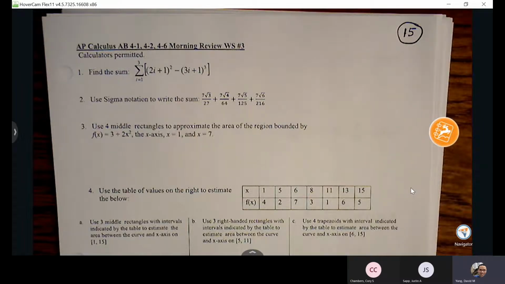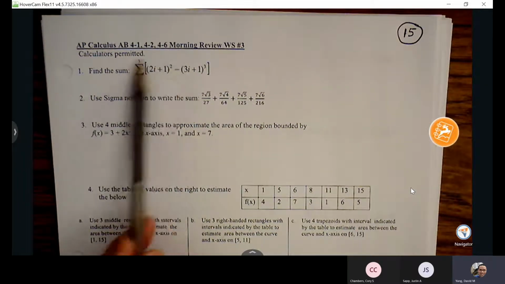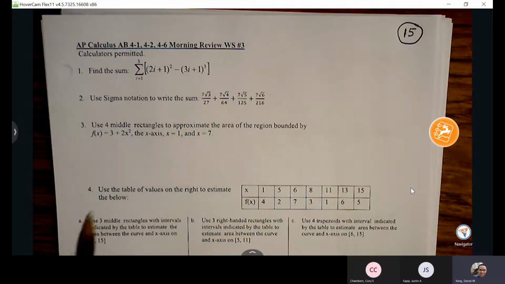Okay, so starting off with number 1, all we're doing is just entering values in. We're not using a summation formula. We're just using our calculator to find the total of those values.